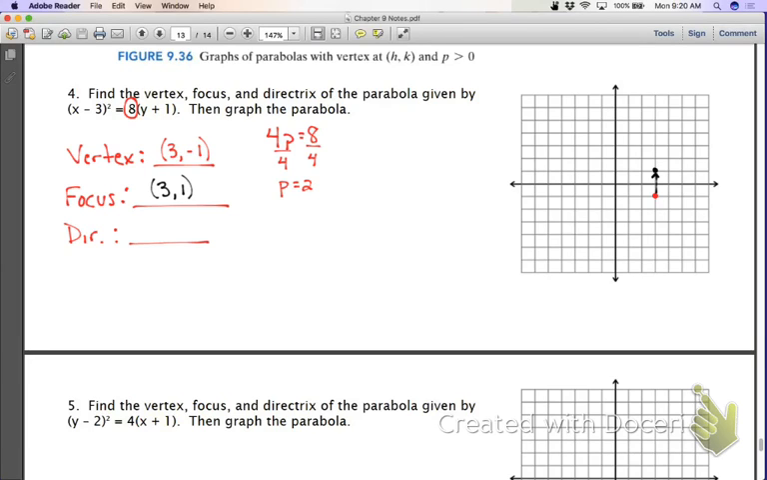I'm going to do the same thing, but in the other direction, for my imaginary line here. What is the equation of my imaginary line? y equals negative 3.